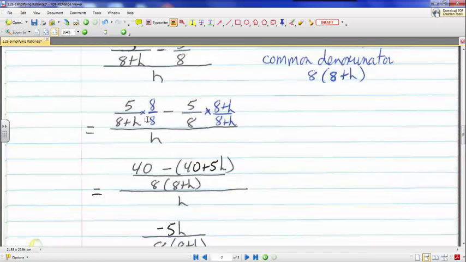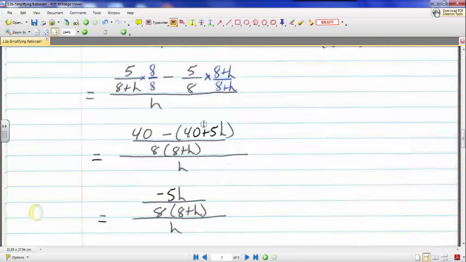To put the two terms in terms of having that common denominator, I multiply the first term by 8 over 8, the second one by 8 plus h over 8 plus h, and then it's a matter of simplifying. So I have 40 minus, and I've just set the minus aside, so we'll worry about it in a second. I have 5 times 8 plus h, which is 40 plus 5h.